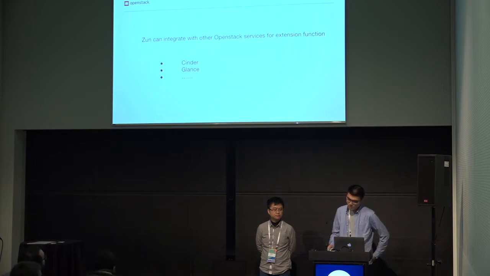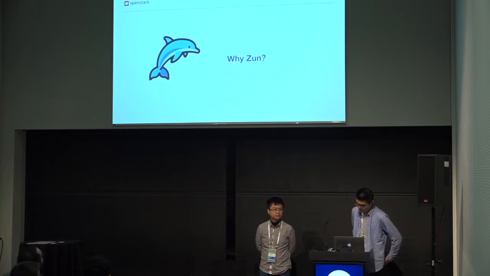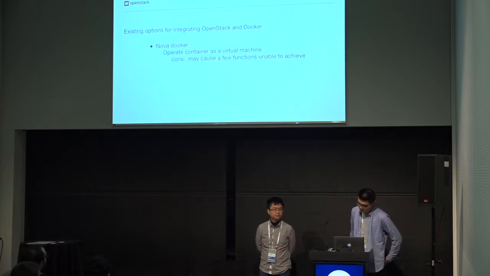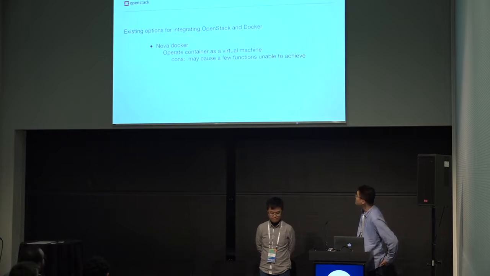And we also can use Glance. Glance is used to store docker images. Of course, if you don't want to use Glance, you can also use Docker Hub. So why do we choose Zoom? In fact, in this part of the PPT I will say something about the difference between other options for incorporating OpenStack and Docker.